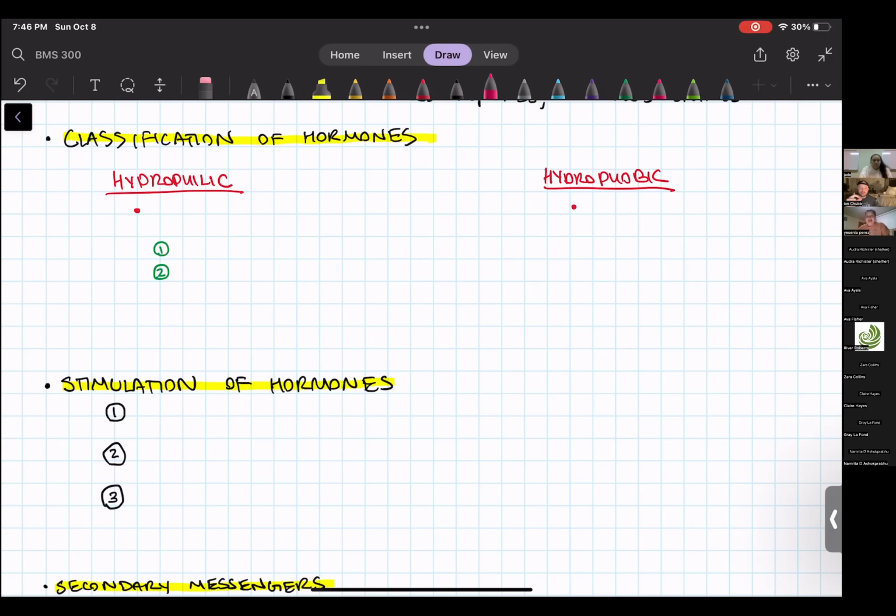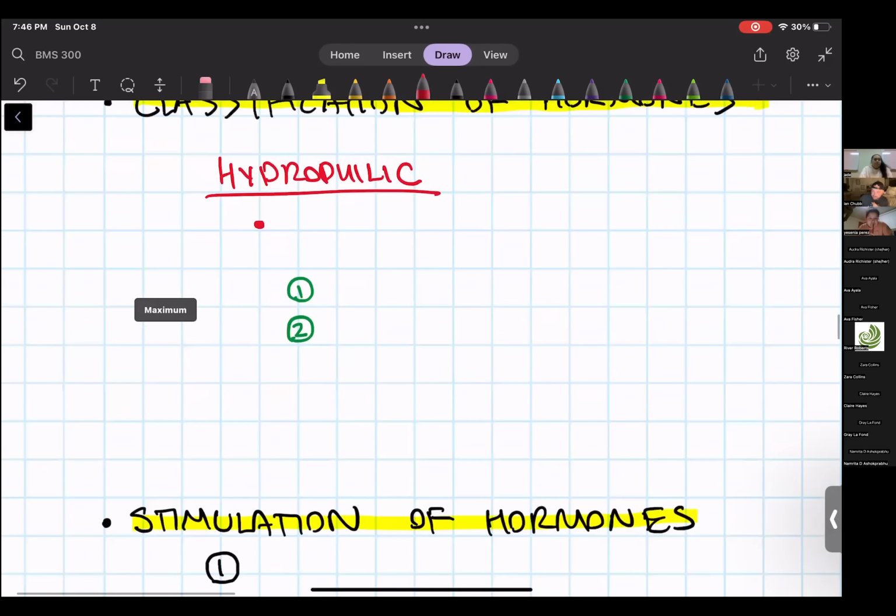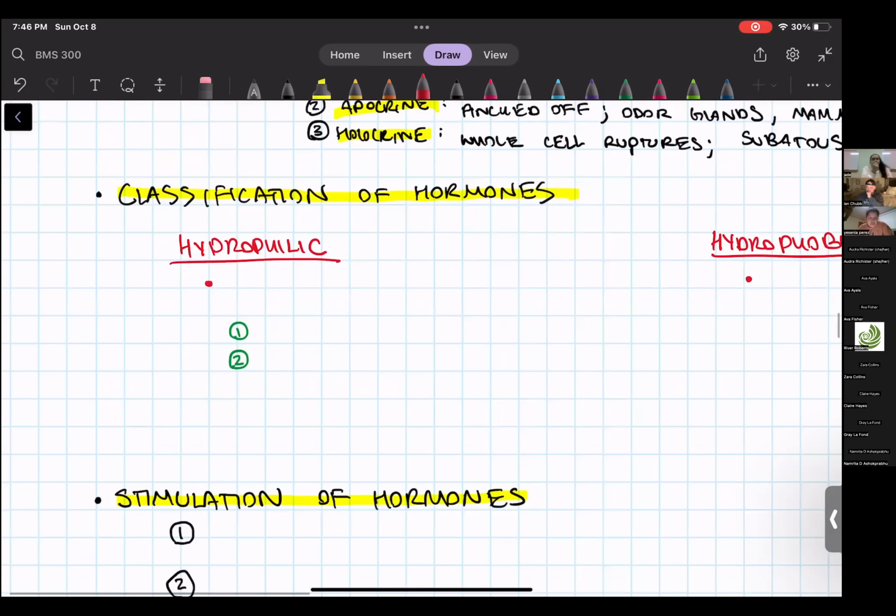I like to classify them as hydrophilic and hydrophobic because I think that kind of helps with understanding the types of receptors that they're going to be using. So starting off with hydrophilic, what type of receptors do hydrophilic hormones use? So think about just the general idea of hydrophilic. What does hydrophilic mean? Loves water.